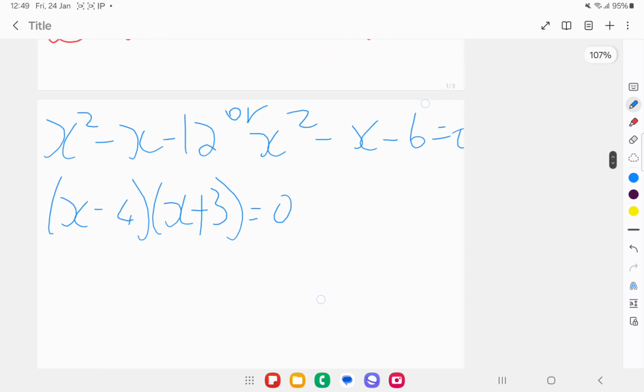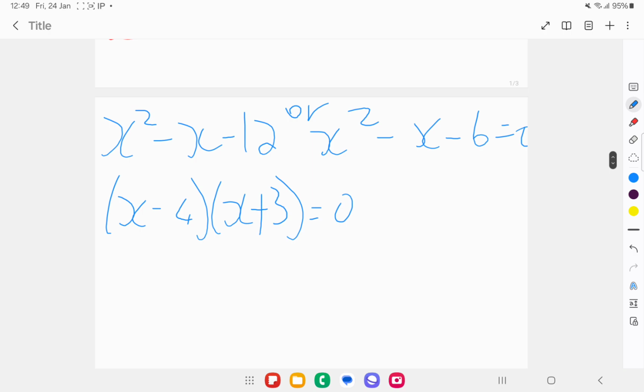Now for this one, we have x squared minus x minus 6. So we've got x minus 3 and x plus 2. So when I add negative 3 and 2, they'll give me negative 1.